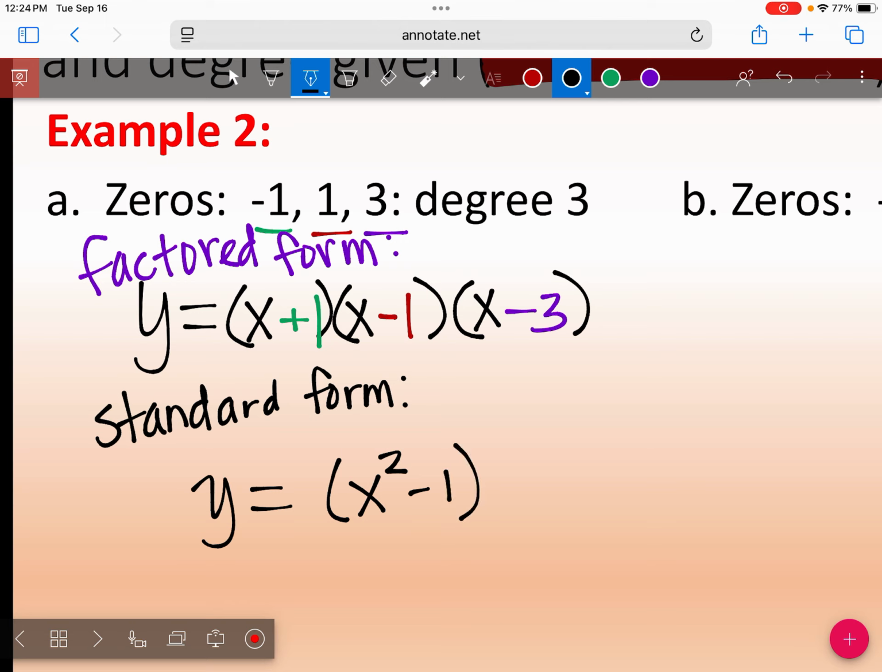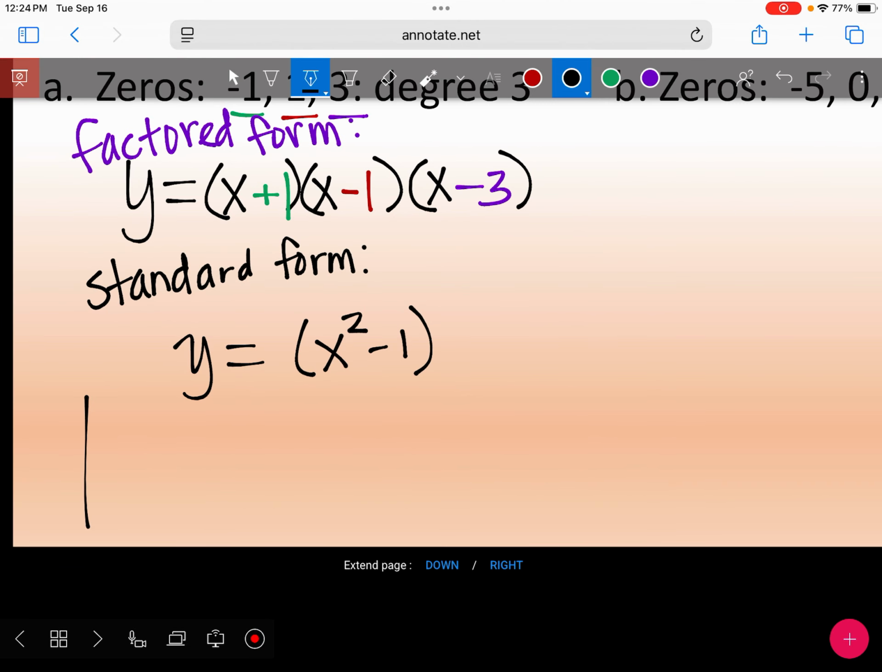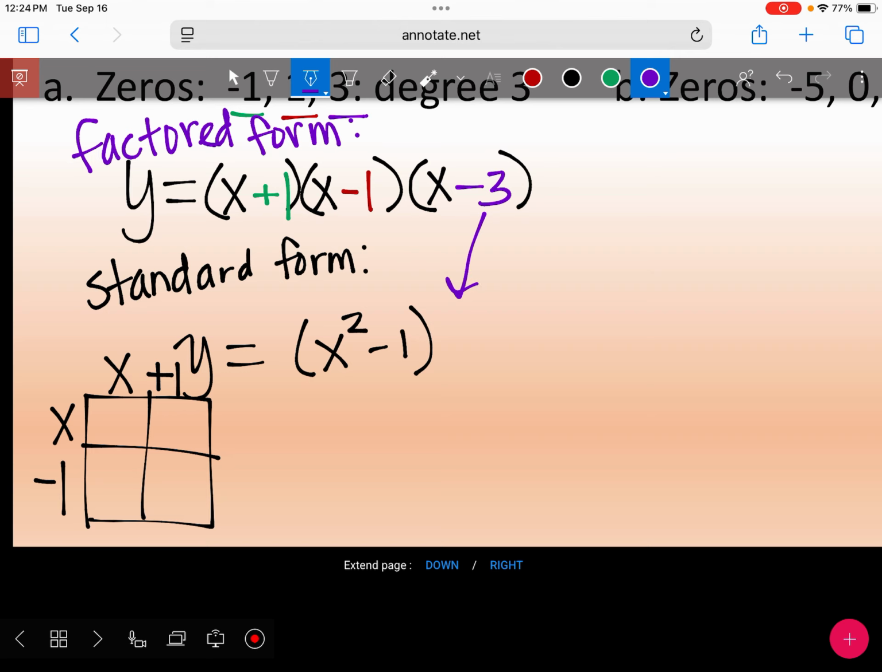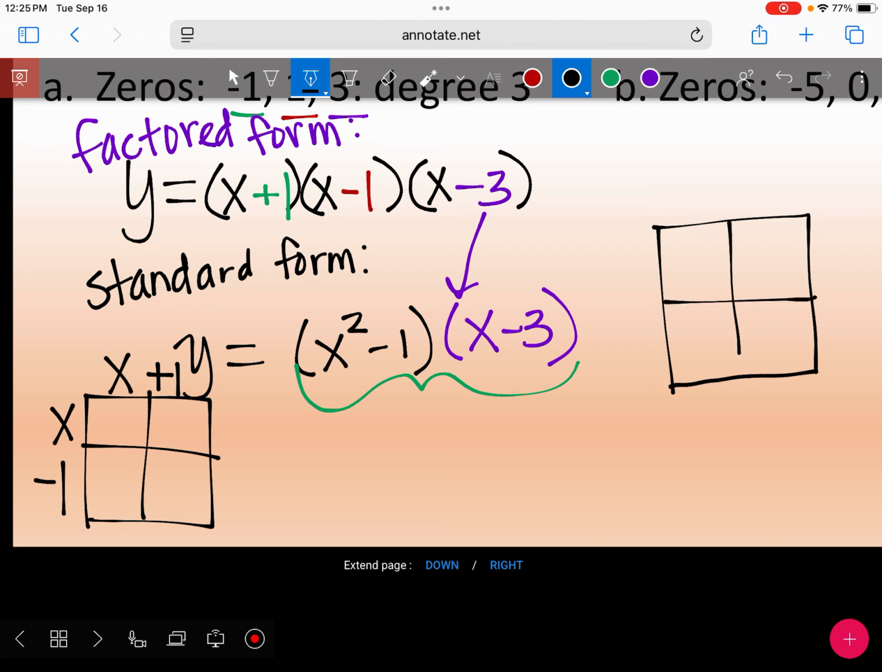Now, if you didn't catch that, you can always make a box. Feel free to make your box and multiply x plus 1 and x minus 1. But because that's the difference of squares, when you multiply this, it's going to be x squared minus 1. So now I'm going to bring down this third factor. And now we do need to make a box. We need to multiply these. So go ahead, make your box and multiply x squared minus 1 and x minus 3.